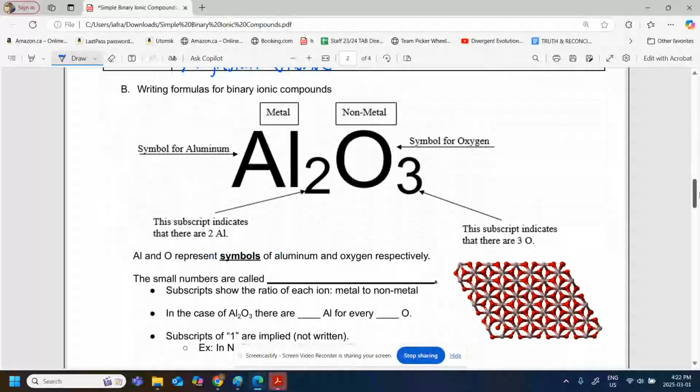In this video, we're going to take a look at how to make formulas for binary ionic compounds. So this over here is an example of a formula specifically for a binary ionic compound. We know that because there's a metal over here and a non-metal over here. And this is a formula.